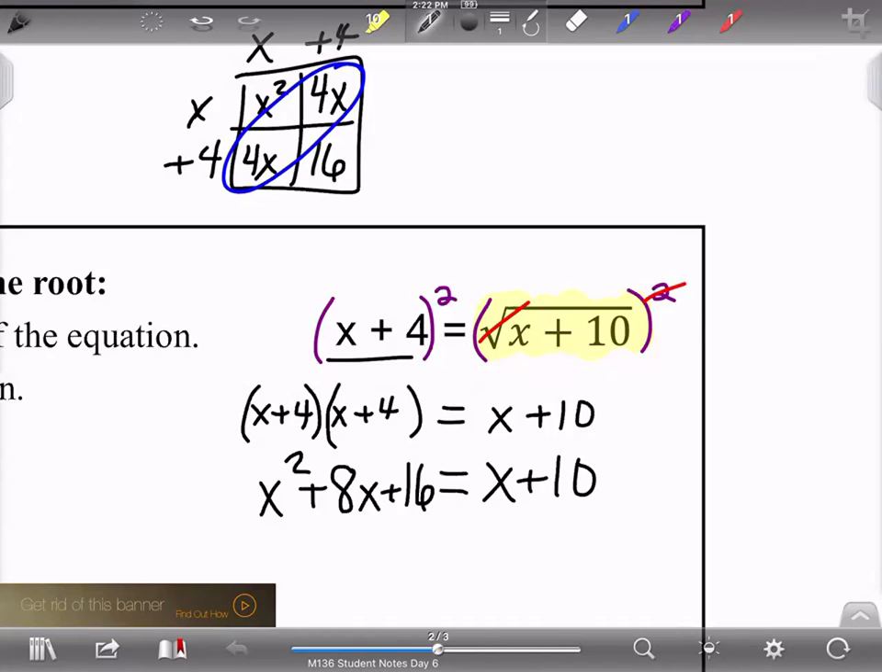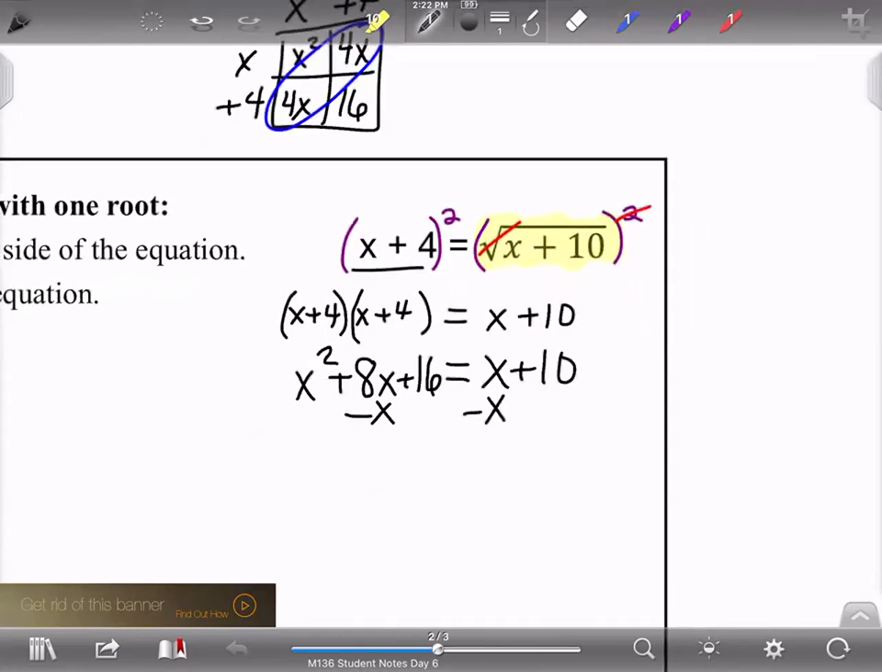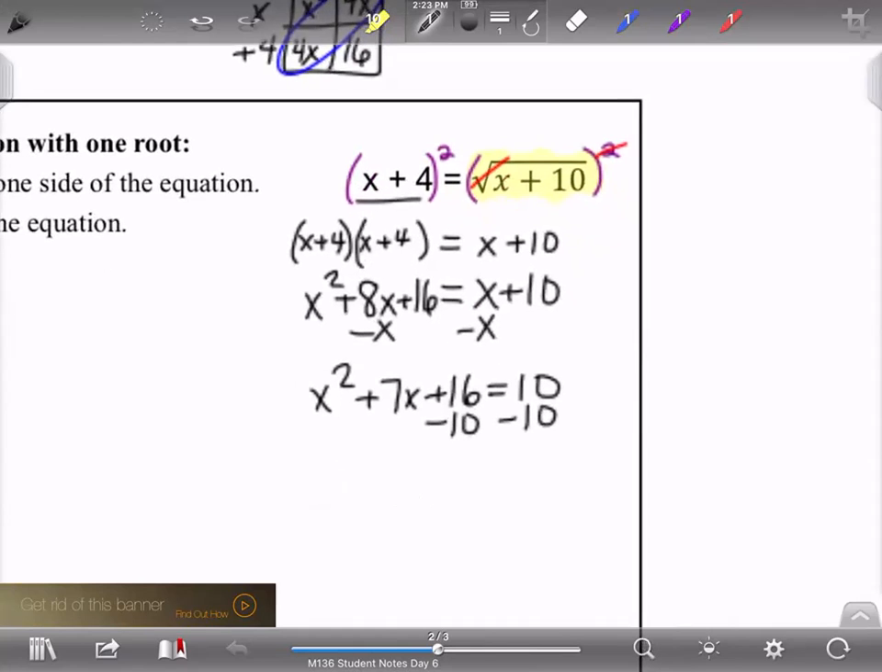Next thing I'm going to do is move everything to the left-hand side. So subtract x. Then you want to subtract 10. If you're confident in math, you can do both of those at the same time. To get the quadratic x squared plus 7x plus 6 equals 0.